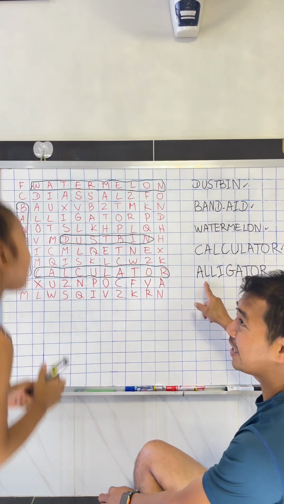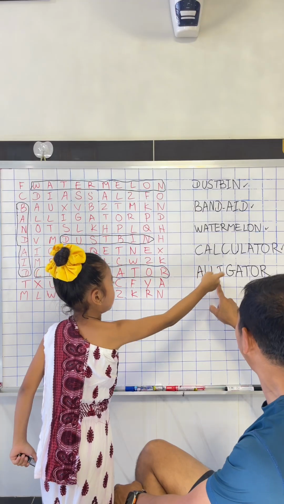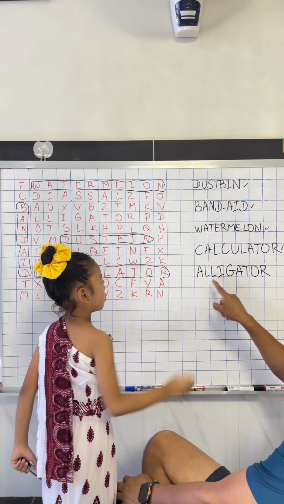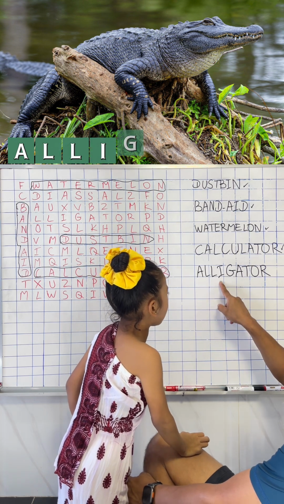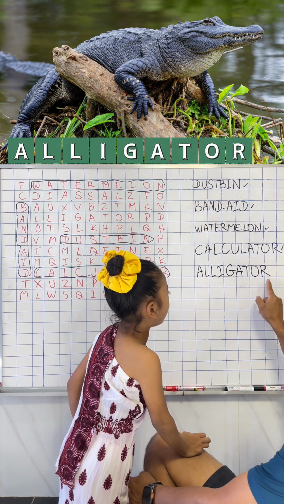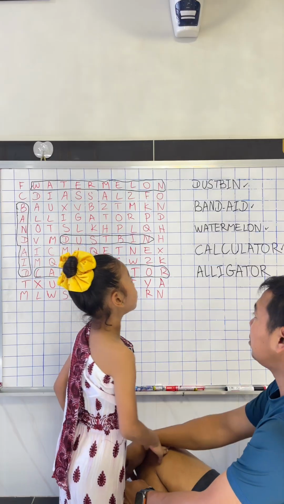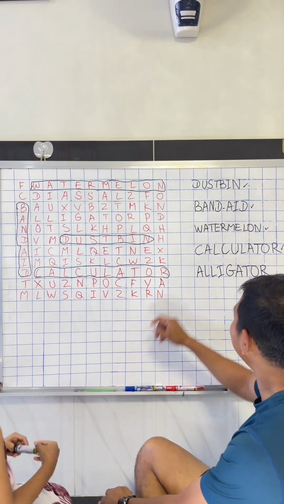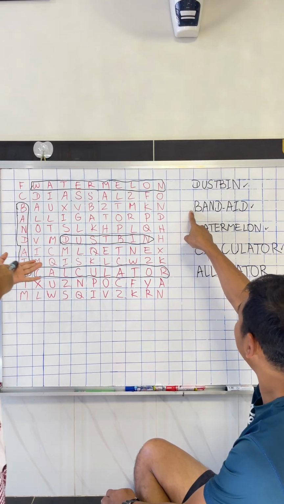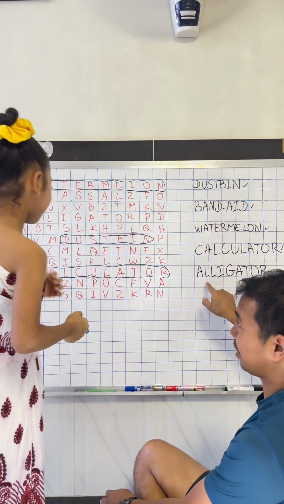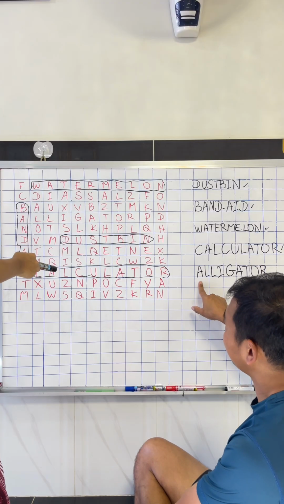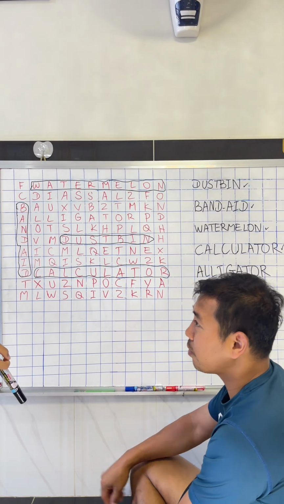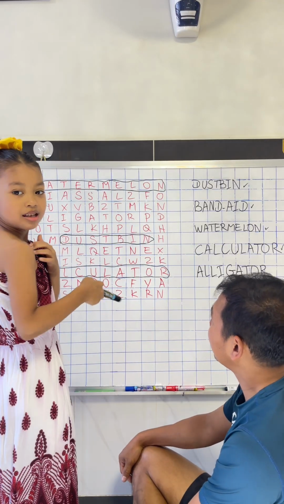So the last one is alligator. Alligator starts from A L L I G. Wait, let me erase this one for you. A-L-L-I-G-A-T-O-R. Wait, when I just found dustbin, I saw alligator. Oh, when you found the dustbin, you already saw that word, right? So start from letter A, you find it. It's not open. No problem. Okay, where is the alligator?